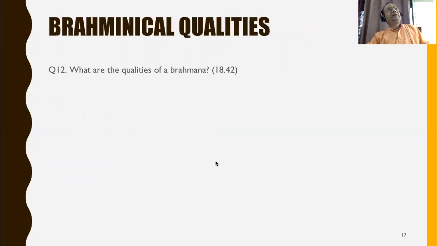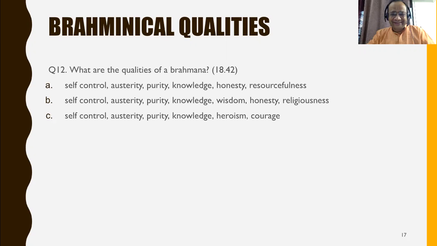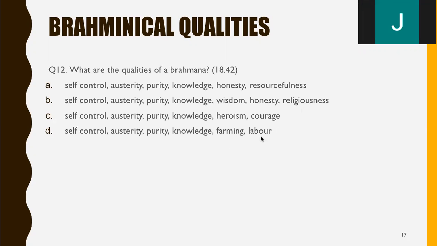Okay, we have only 11 questions. What are the qualities of a Brahmana? Self-control, austerity, purity. D is actually labor, which is mainly for the Shudra class, the labor class. So the right answer here is B: self-control, austerity, purity, knowledge, wisdom, honesty, religiousness.